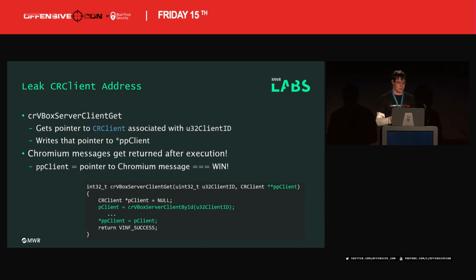Now, a really interesting function that we're going to use for this is server client get. This method takes a client ID and a pointer, or second order pointer for this. And it basically retrieves a pointer associated with the client ID that was provided, and takes that pointer and writes it to PP client. Now, what makes this interesting is that when Chromium messages get modified in transit, so during that whole transaction, you will get the modified version. So if we can somehow have PP client point to our Chromium message, then we can leak arbitrary CR client objects.